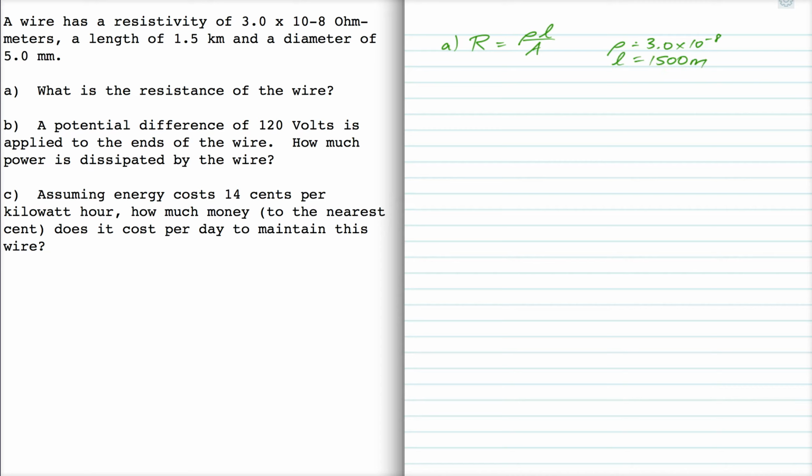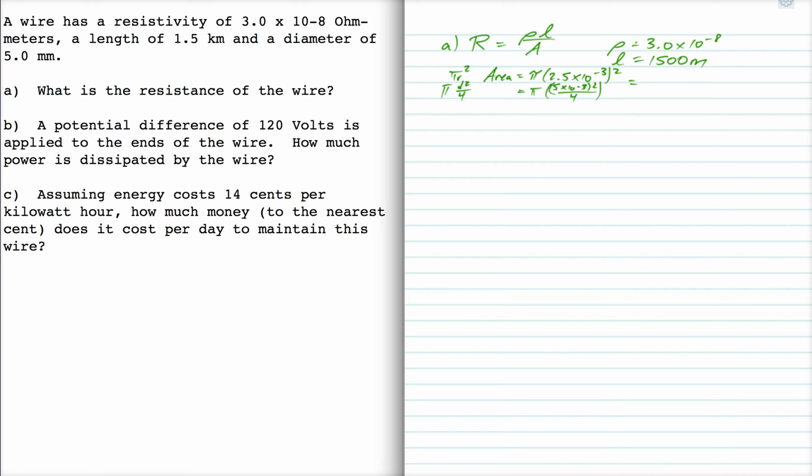We're not given the cross-sectional area, but we are given the diameter. So to calculate the area, we can use pi times the radius squared, or if you'd rather, we can use pi times the diameter squared over 4. Right, so either pi r squared or pi d squared over 4. Those are equivalent ways to calculate the area.